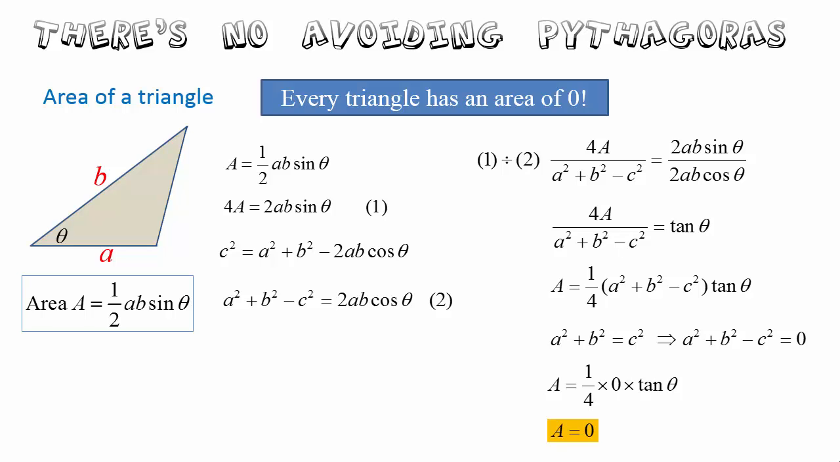Now we know this can't really be the case. By definition, every triangle has an area. So what went wrong? Where is the error or the misjudgment? If you can work it out, please let me know.